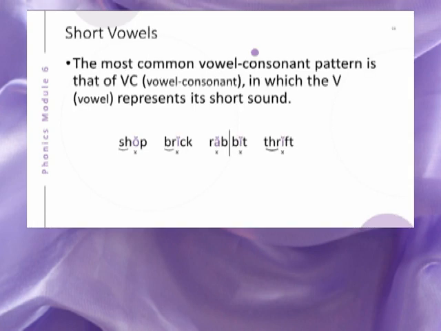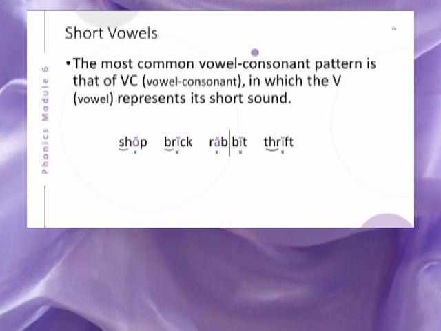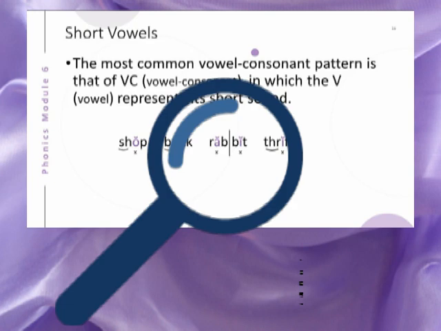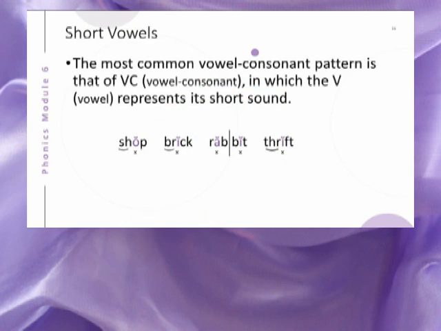The most common vowel consonant pattern is that of VC, in which the V represents its short sound. There are many one-syllable words and many syllables in multisyllabic words that follow this pattern. The VC pattern gives clues to the pronunciation of unknown words. We would expect the vowel to represent the short sound. The C in the VC pattern may represent a single letter, a digraph, or a blend.